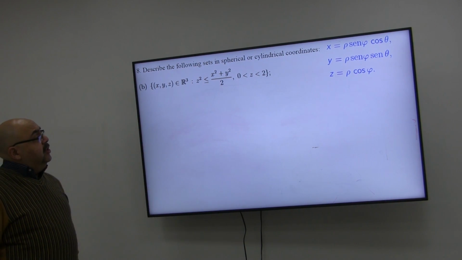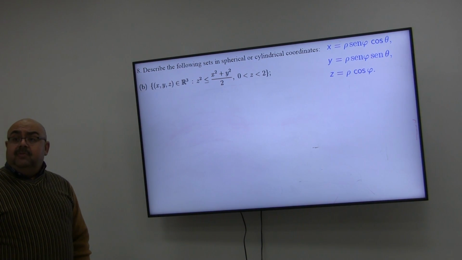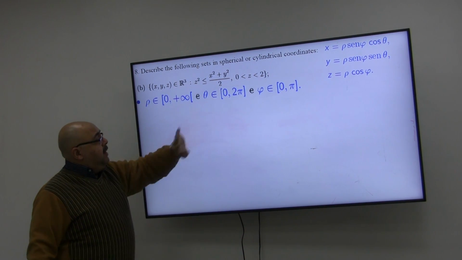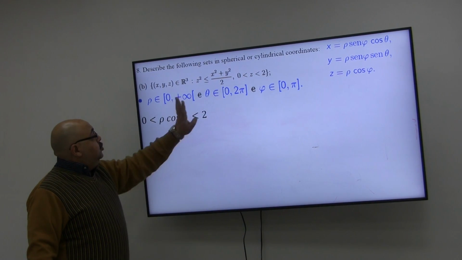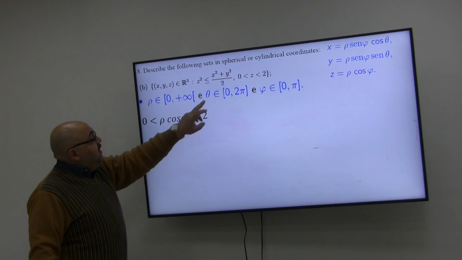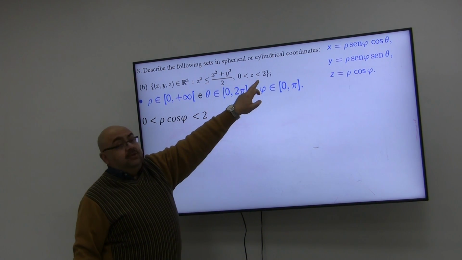So once more, these are the relations of the spherical coordinates. Now I have rho from 0 and so on. If I want to describe this equation, for example, I will have that z is greater than 0 and less than 2.